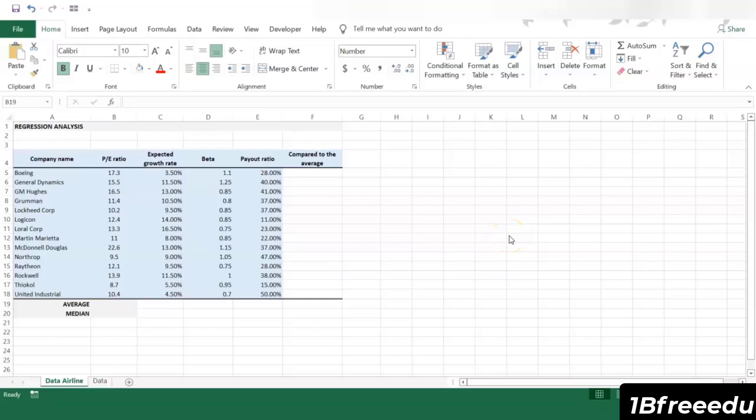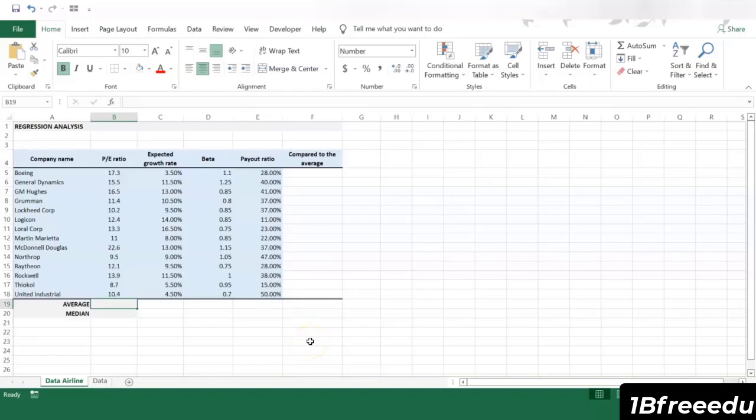Let's see how we can use regression analysis to spot under and overvalued stock. We have P/E ratio of firms in the aerospace industry from the 90s, and we have data for expected growth rate and beta as well, and payout ratio. Beta is a measure of stock's volatility in relation to the overall market. A stock that swings more than the market over time has a beta above 1. A zero beta means that the stock is not correlated with the stock market.